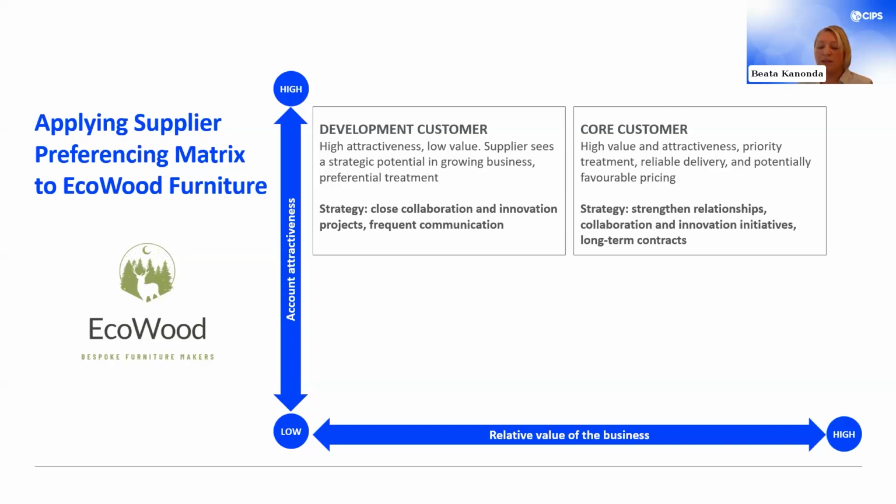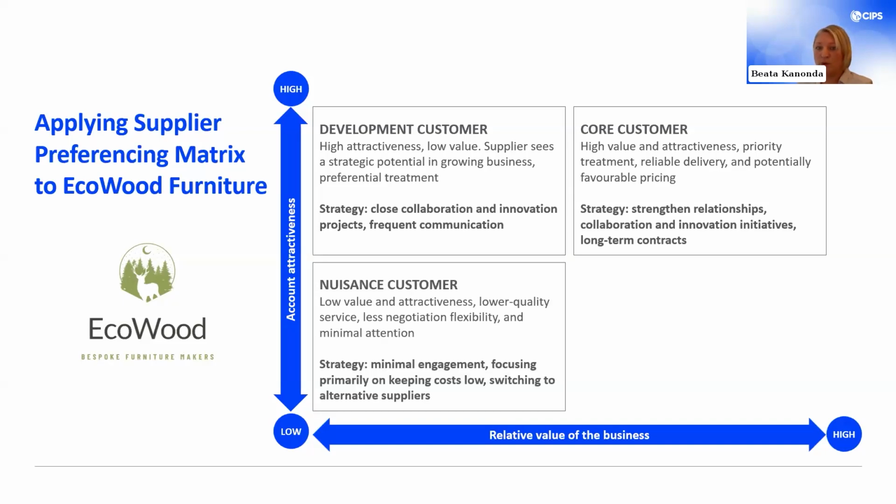Although being a key customer offers benefits, EcoWood should be wary of over-reliance on single suppliers. So diversifying suppliers or creating contingency plans can help mitigate any potential risks. What about the nuisance quadrant?